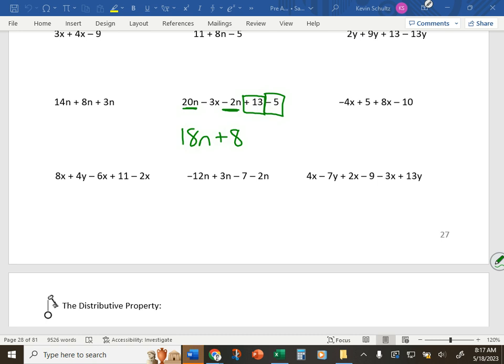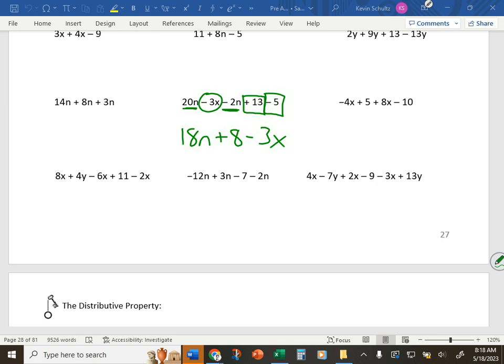And then this last term here, this negative 3x, no other x terms with it. And so we're just going to write negative 3x. Right? It is a negative 3x. That sign belongs to it. So make sure you write minus 3x. Include that sign with it in your final answer.